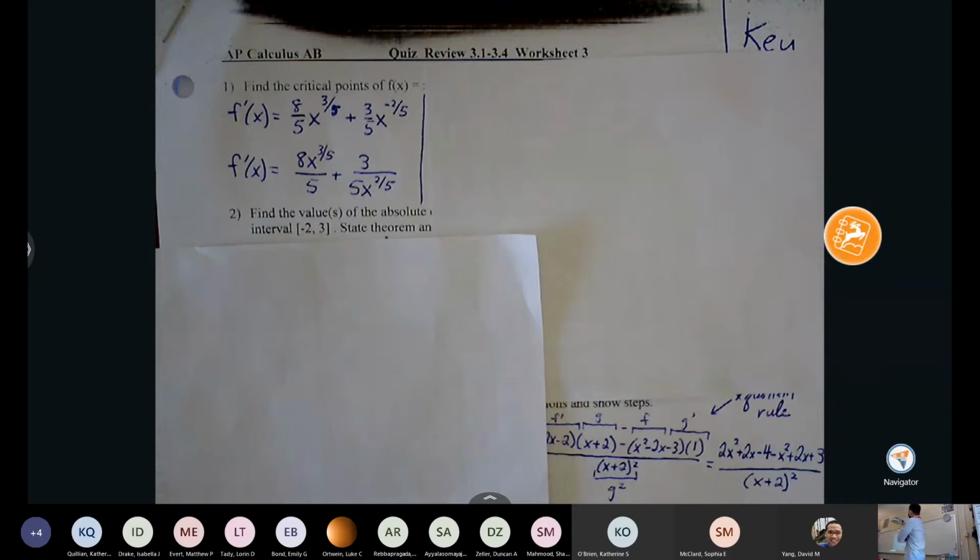Okay, so next step, we need to find a common denominator, right? What's our common denominator? 5x to the 2/5, right? Good. So we know we want both of our denominators to be 5x to the 2/5. We can go ahead and try to balance those fractions out.